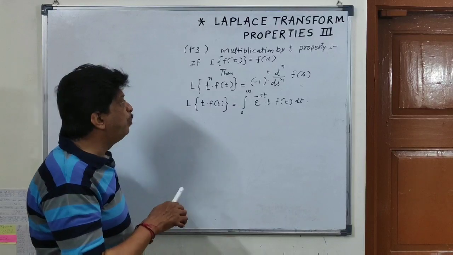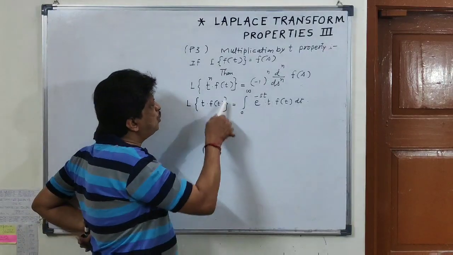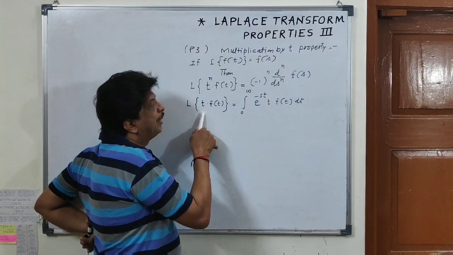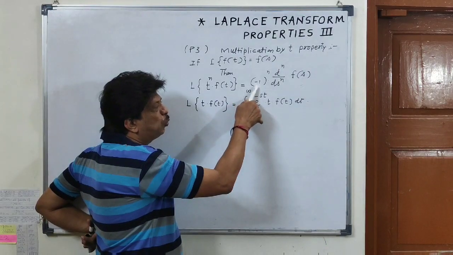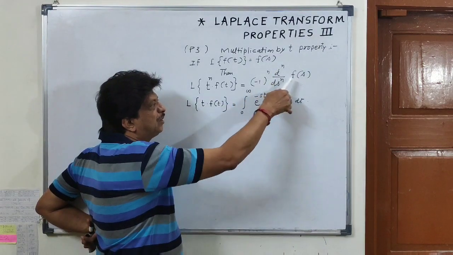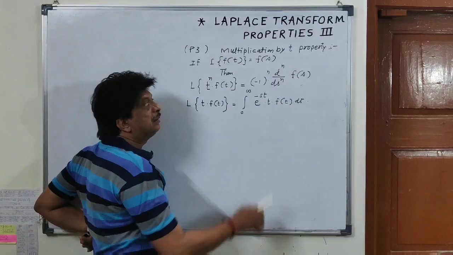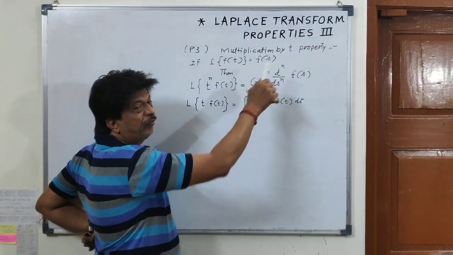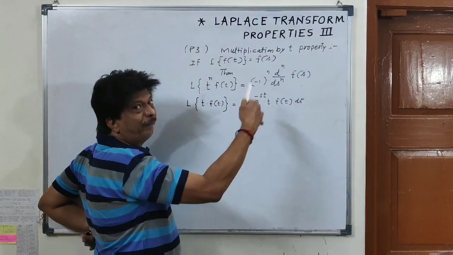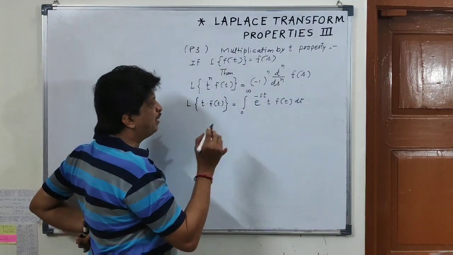But we would now be proving that this Laplace transform of t f of t is nothing but minus 1 into d by ds of F of s. Minus times d/ds of F of s, negative of F prime of s. So, what is F of s?